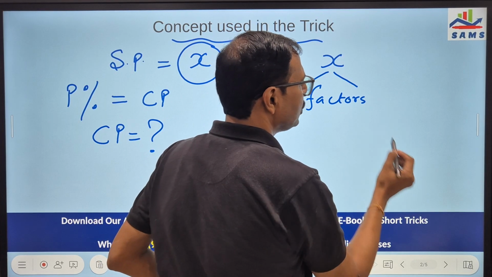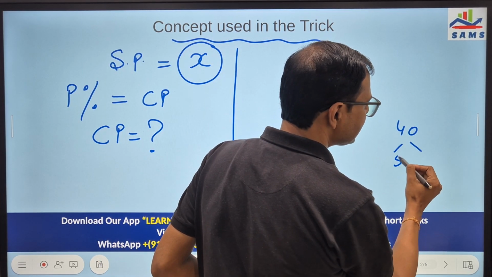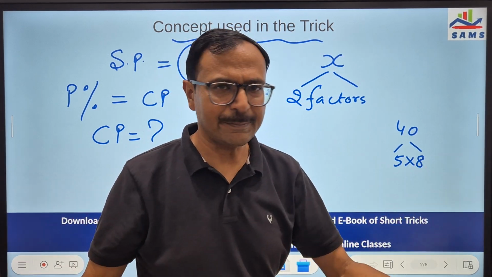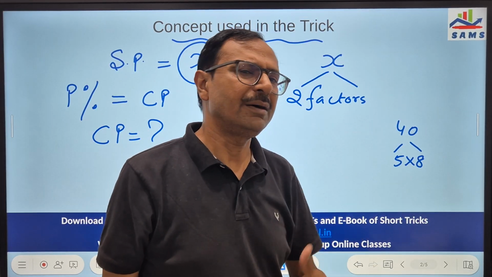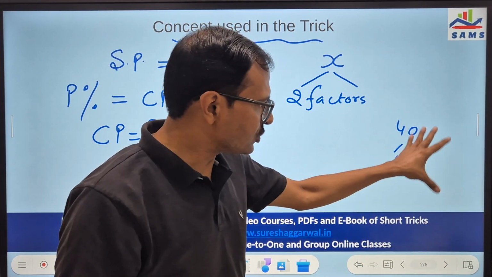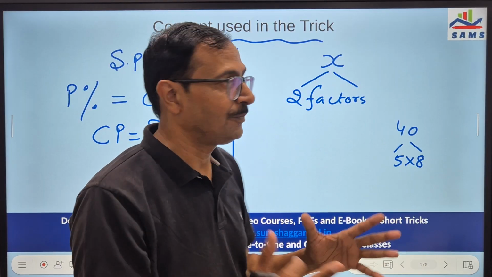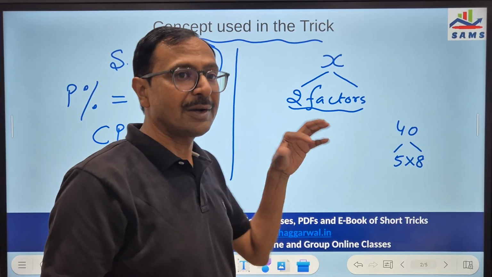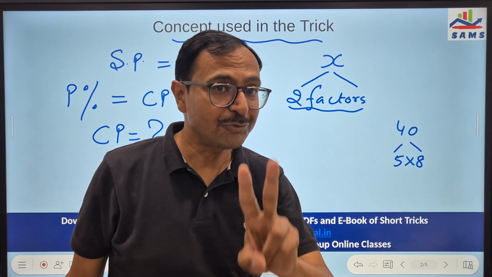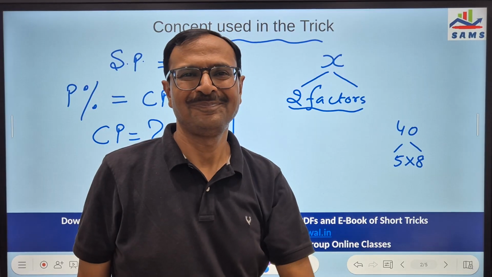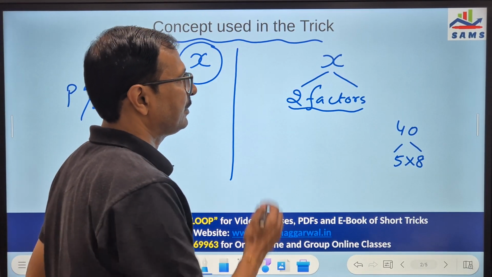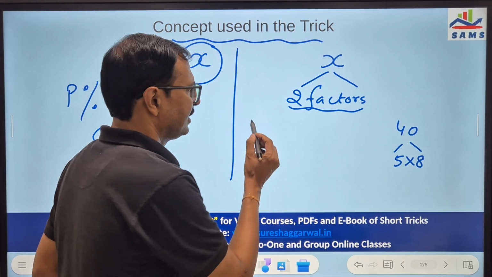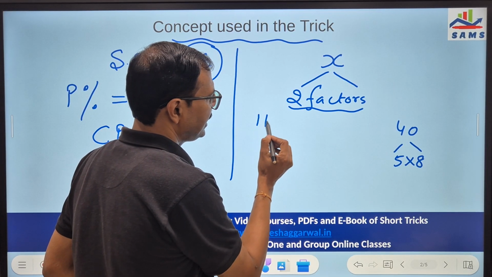Like suppose you have 40. 40 is written as 5 times 8. That's one way you can split it into two factors. Although there are many other ways also, 10 into 4, likewise 20 into 2. There are so many ways. But there is a condition. These two factors which we obtain or find out, they have to differ by 10. Like suppose you have the number, let's say you can take any number like 119.